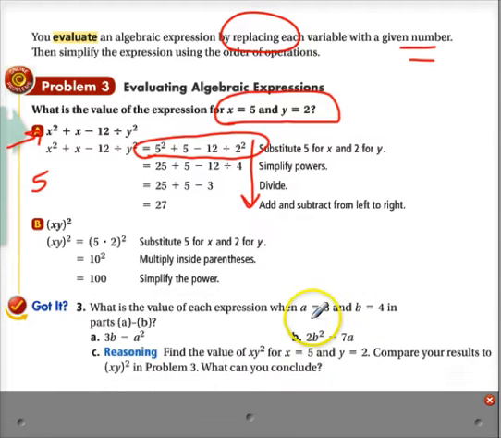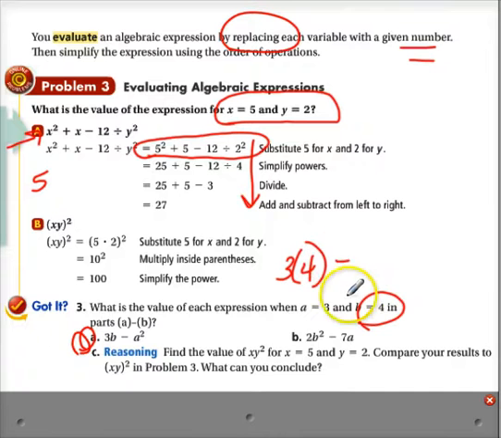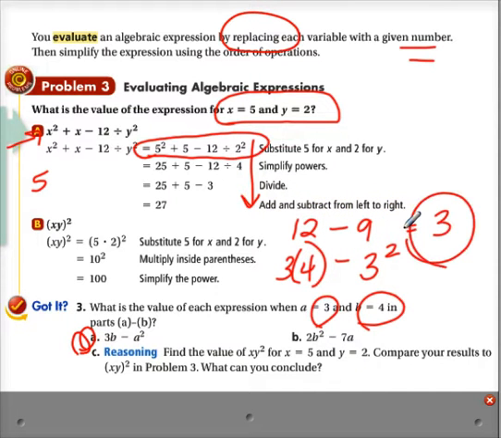All right, so let me do a problem for you. We'll do A together. 3b minus a squared. Well, b is 4, so it's 3 times 4 minus a squared. A is 3, so minus 3 squared. So parentheses, 3 times 4 is 12. 3 squared is 9. 12 minus 9 is 3.